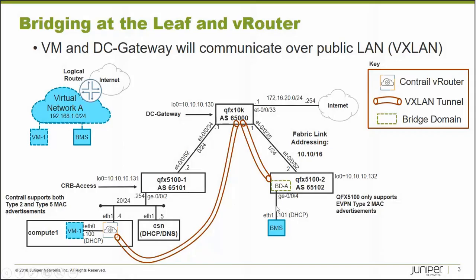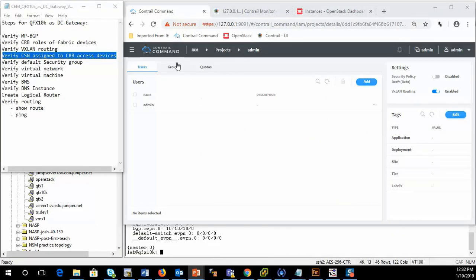If I go back to this one, remember our bare metal server is going to get its address from DHCP, so we want to get it from the CSN. I have a learning byte on what the CSN's purpose is, so feel free to watch that. But the bare metal server is going to get its DHCP address from the CSN. So what we need to do is associate the CSN with this QFX5100. So let's make sure that that's done.